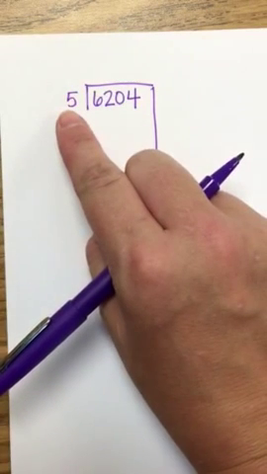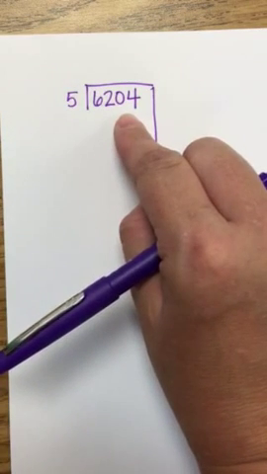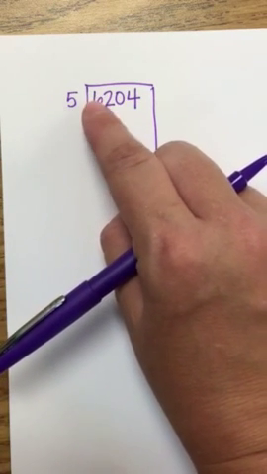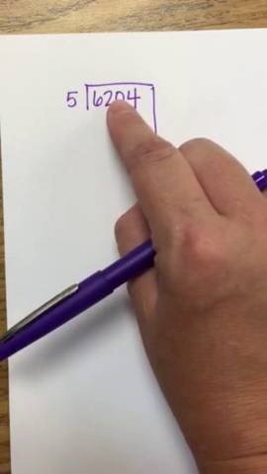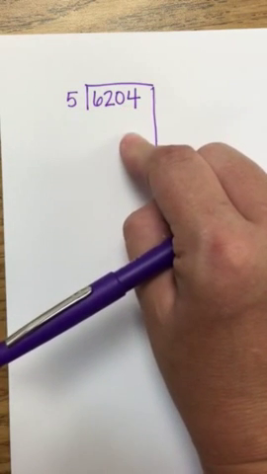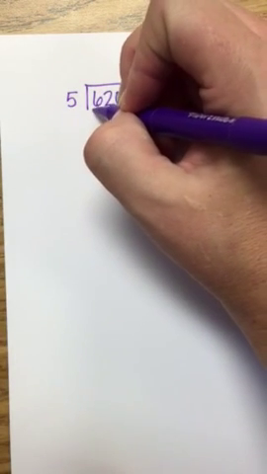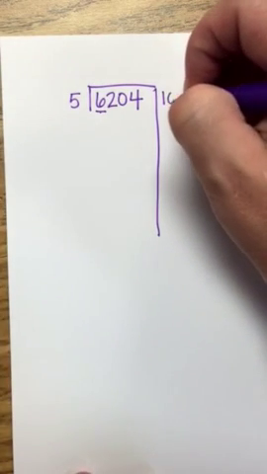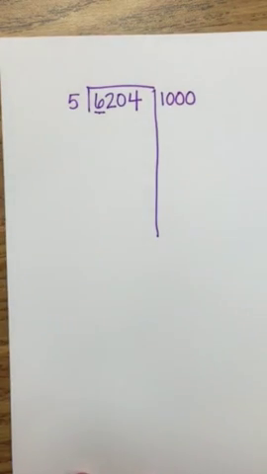So I have my dividend is 6,204. My divisor is 5. So I'm going to think of this as 6 thousands, 2 hundreds, 0 tens, 4 ones. With this 6 being here, I have enough thousands to put 1 in each of the 5 groups. So I know that I can put 1,000 in each group.